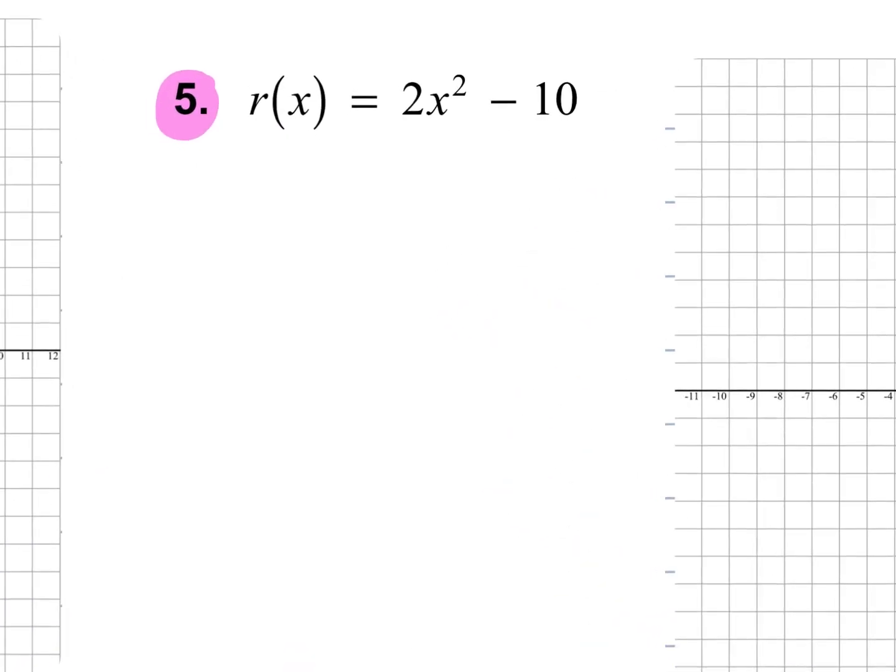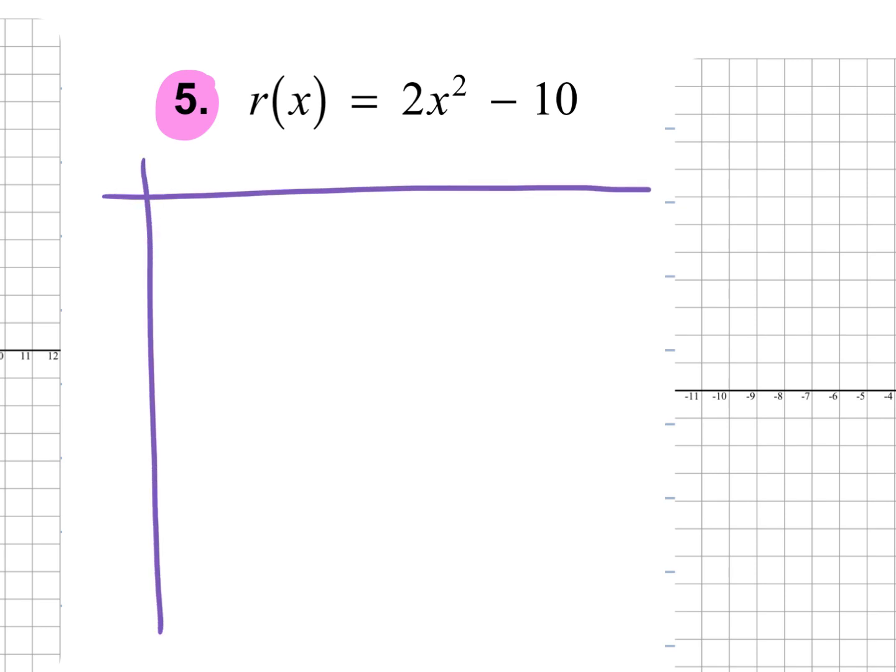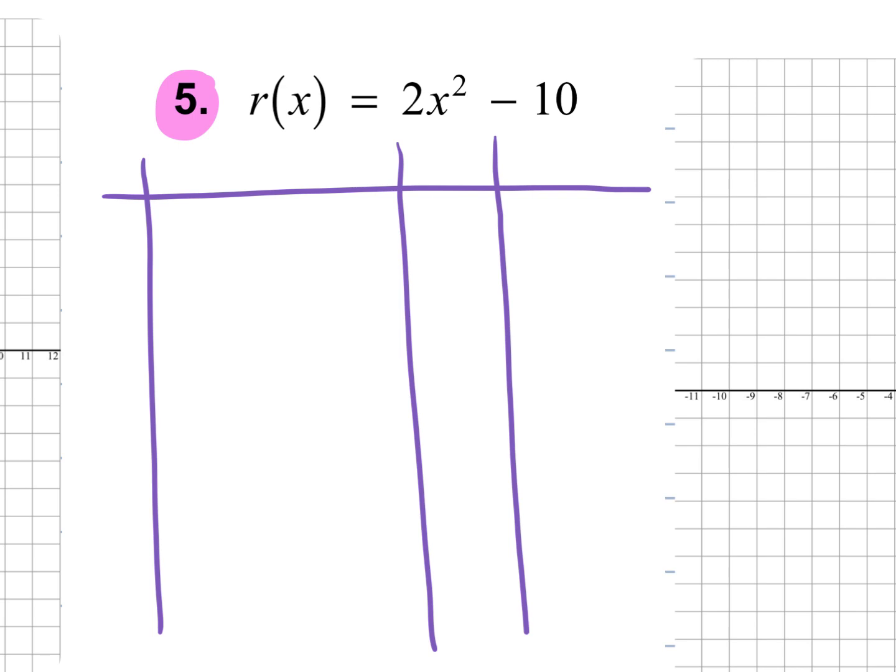Let's look at number 5. So I'm going to start with my chart here. Hopefully I can make it a little bit neater. A little bit better. So we have our values for x. We're going to plug them into 2x squared minus 10 into our equation. We're going to get values for y, which here it uses r of x. So then our point's going to be x, comma, r of x. You don't need to worry about the r of x. This is just a fancy way of saying y. So our point is just x, comma, y, just like how we normally do. It just puts the other letter in there to make it fancy.